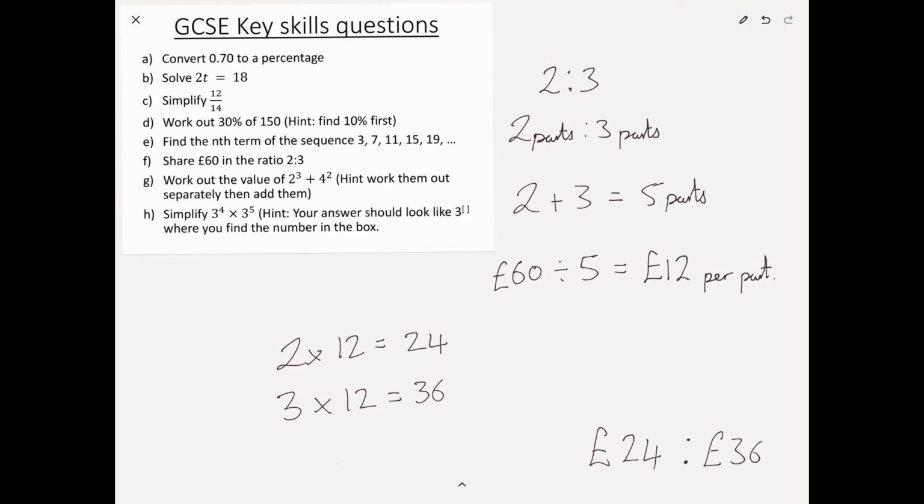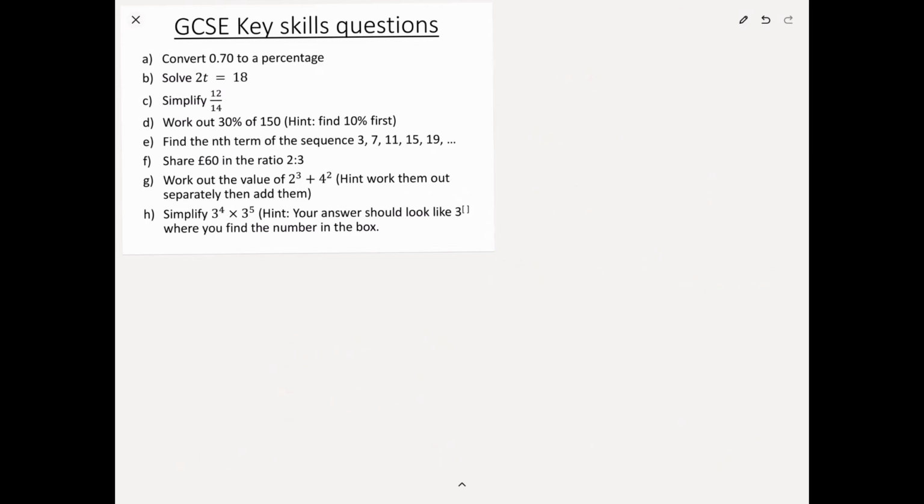Quick check then you can do. You can add together your two amounts. So if we add together £24 and £36, well, we get £60, which is promising because we started with £60 in the first instance. Work out the value of 2 to the power of 3 plus 4 squared.